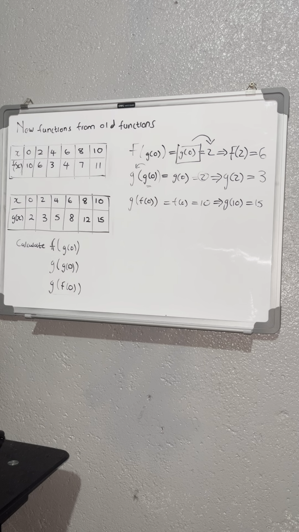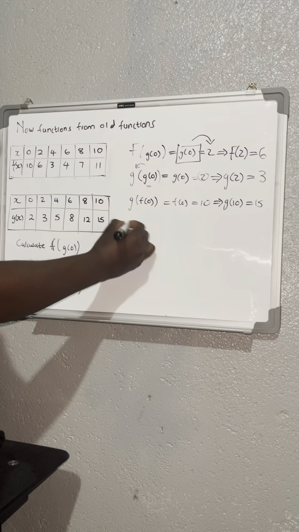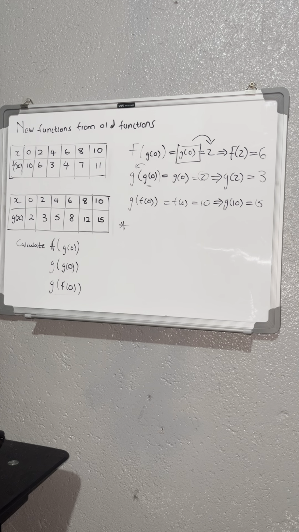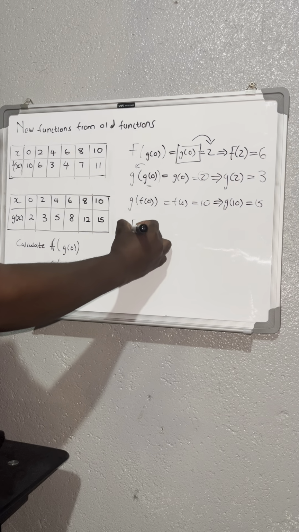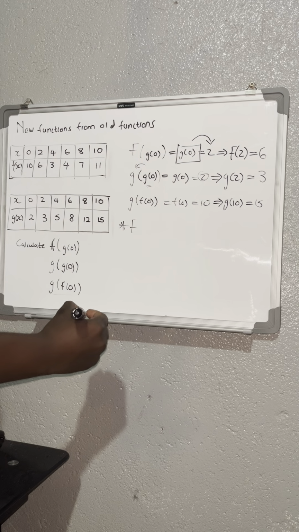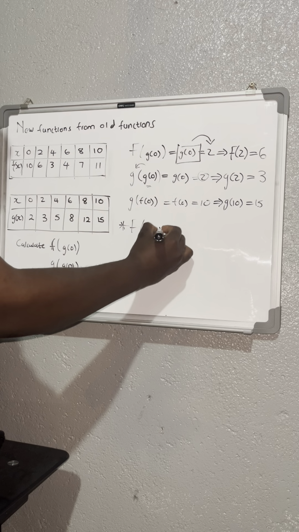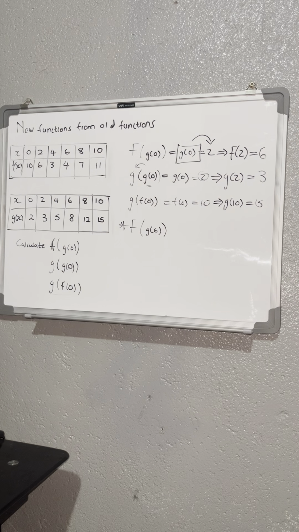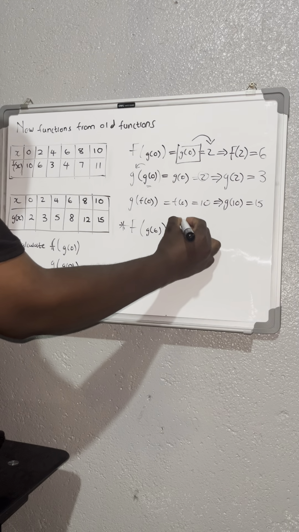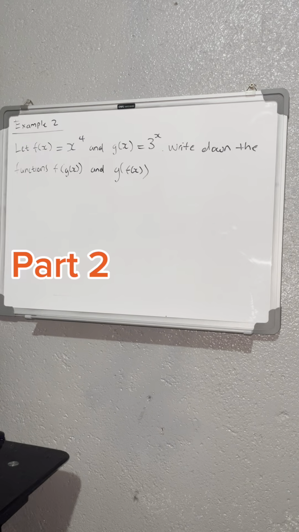G of 10 is going to give you 15. So now I'm going to give you this one, which you can try to find and comment with the answer. You have your f, then internally, what can I say? Okay, we're going to say we have our g of 6. So you have to find this one for.